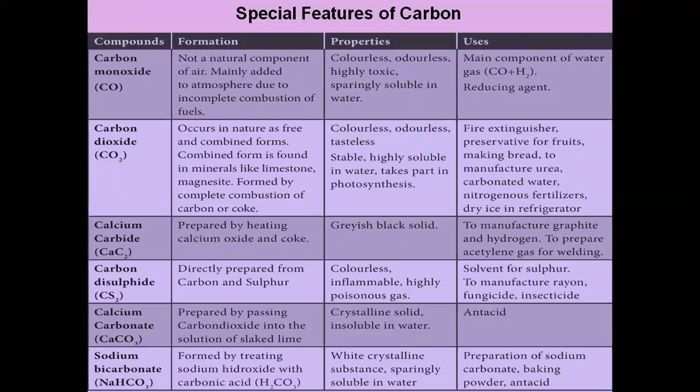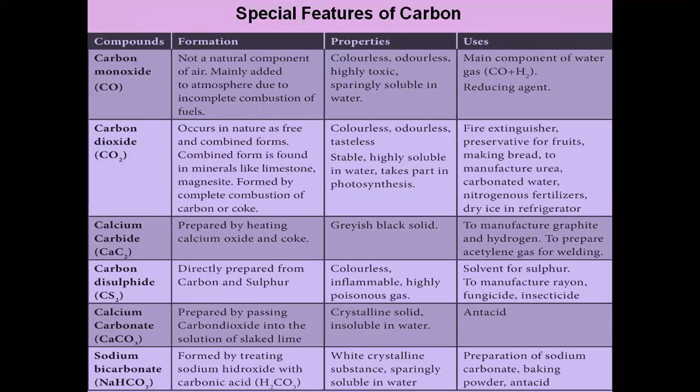So next one is carbon dioxide. It is very much a must for human life. Okay. So it occurs in nature as free and combined forms. Combined form is found in minerals like limestones and magnesites, formed by complete combustion of the carbon or coke. So the carbon dioxide is in nature in a free and combined state. Okay.